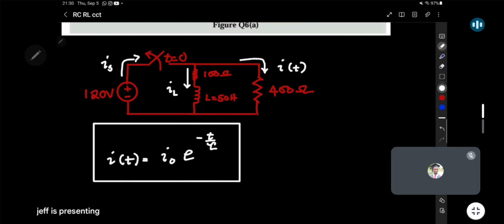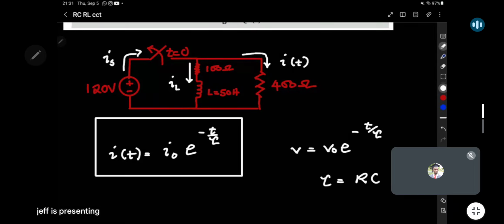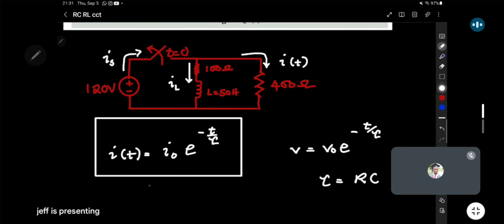So if you recall, the natural response from a capacitor was in terms of voltage, while the natural response from an inductor was in terms of current. Basically the same expression for a capacitor, but you just have V, it was V0 e to the minus t over tau. The difference was that for a capacitor, we had the time constant being equal to the resistance multiplying the capacitance. For an inductor, which is what we're looking at, the time constant will be equal to the inductance over the resistance in the circuit, in the source-free circuit. You'll see how.